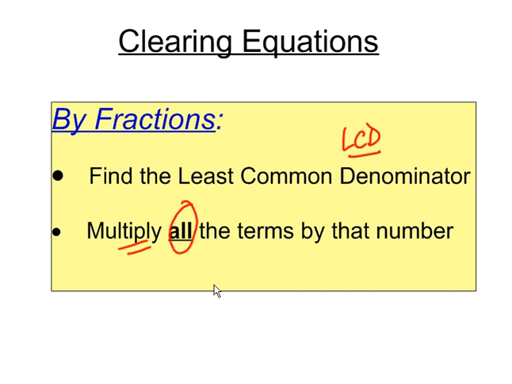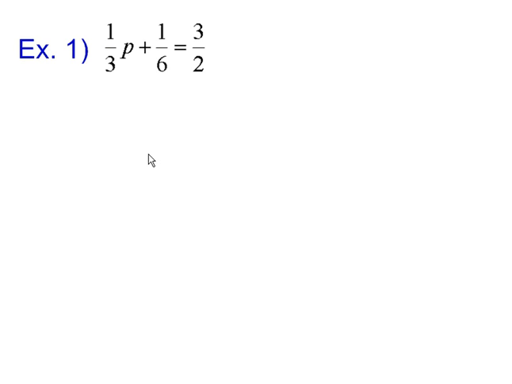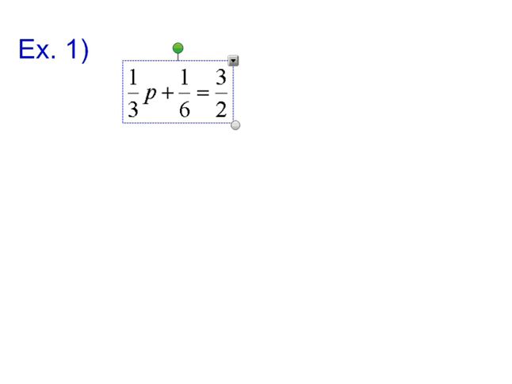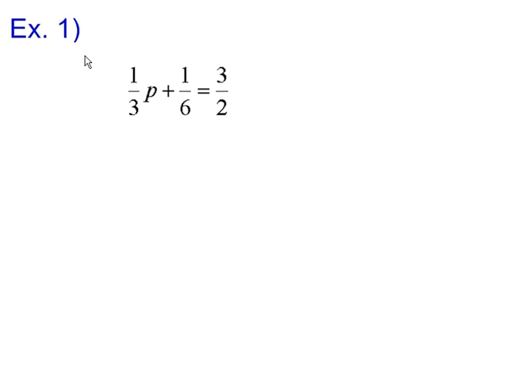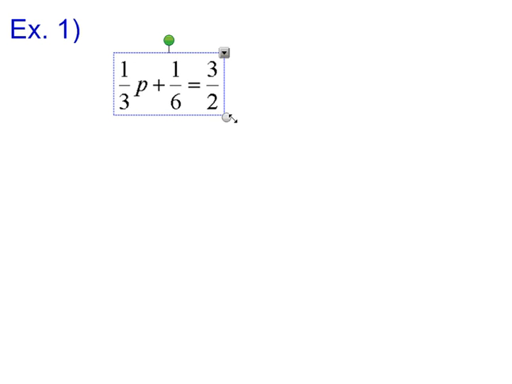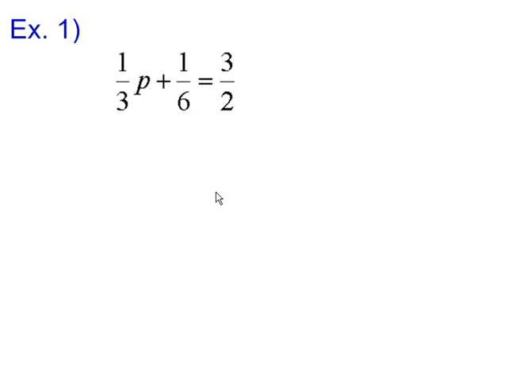So we're going to do one example only. Let's see if we can get this. I'd like everybody to write this down: 1/3 P plus 1/6 equals 3/2. Now we're going to look at the denominators. They're 3, 6, and 2. So let's think about this. What number can 3, 6, and 2 all go into? I know a lot of people are thinking 12 and 18, but there's a smaller number. Isn't it 6? Because remember, it's the least common denominator. 3 can go into 6, 6 can go into 6, and 2 can go into 6.